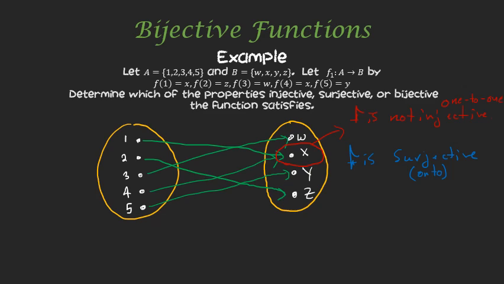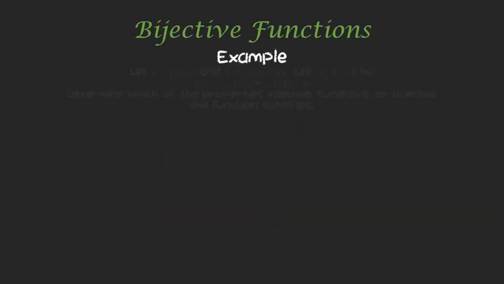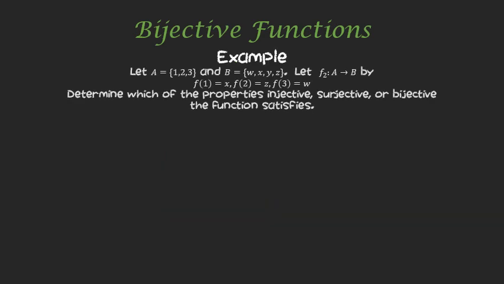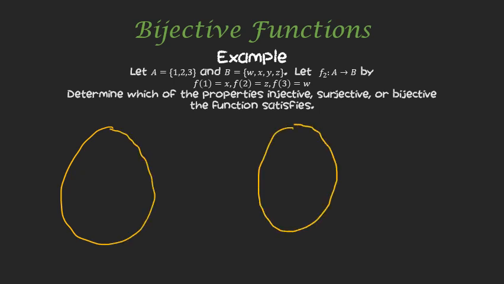Okay, let's look at another example. All right, so a similar example. I'll draw my blobs again, with a little bit different sets and a different function between them. So here we just have 3 elements in A, 1, 2, 3, and here we have 4 elements in B, W, X, Y, Z. And let's draw our function.